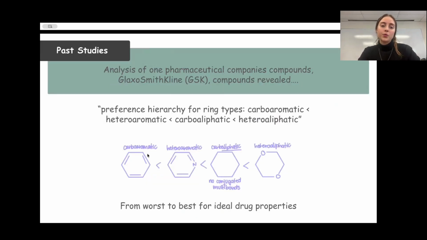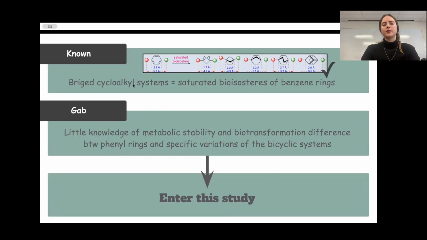Past research has also shown that there's an ideal kind of hierarchy to the types of rings included within a pharmaceutical compound. Unfortunately, that benzene ring you'll see pictured here in the carboaromatic category is the least efficient, whereas the heteroaliphatic you'll see here has no conjugated or alternating double bonds and also includes non-just carbon-carbon bonds within its ring. You'll see oxygen pictured in this example. Rigid bicyclo systems fit within this last category. They've also been identified as saturated bioisosteres of benzene rings, meaning that they'll have more sp3-rich character and they won't impact the function of the molecule if they're substituted for a benzene ring.